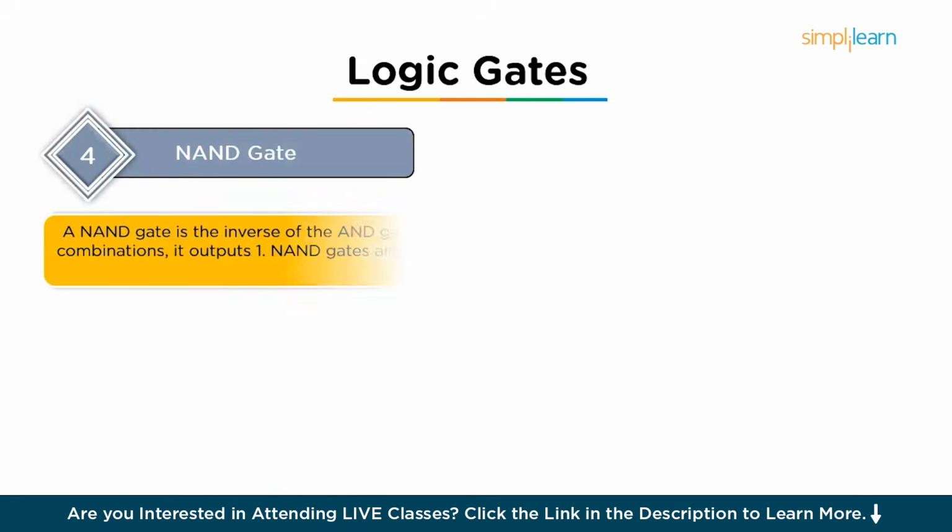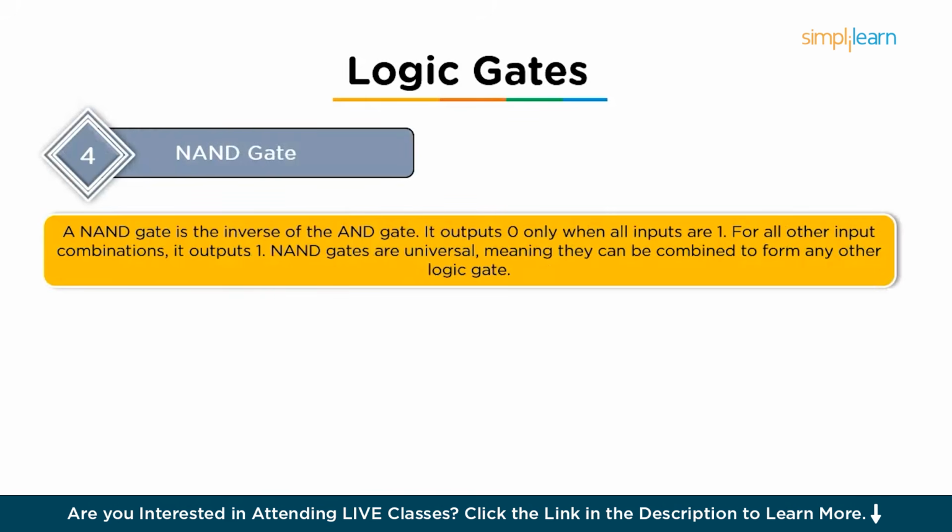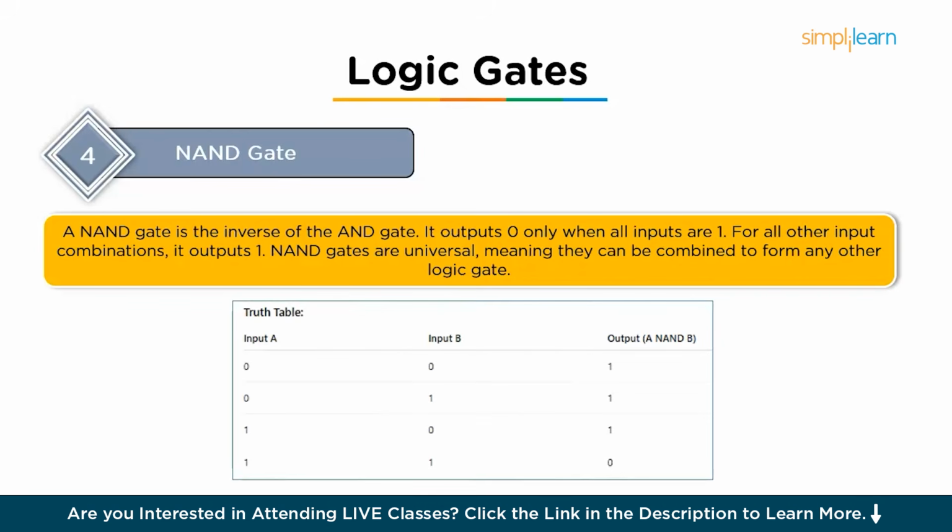Next gate is the NAND gate. A NAND gate is the inverse of the AND gate. The output is 0 only when all inputs are 1. For all other input combinations, it outputs 1. NAND gates are universal, meaning they can be combined to form any other logic gates. Here you can see if input A is 0 and input B is 0, then the output is 1, because it is the inverse of the AND gate. If both inputs are true, then the output will be false.